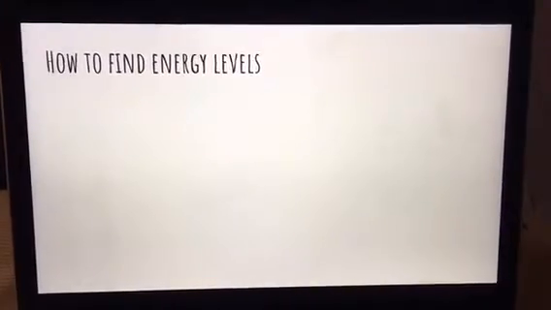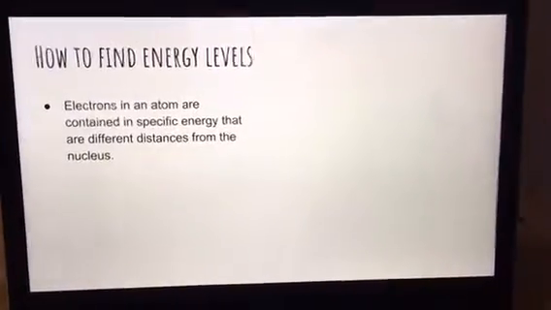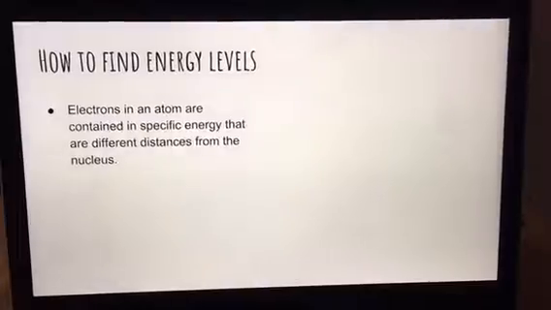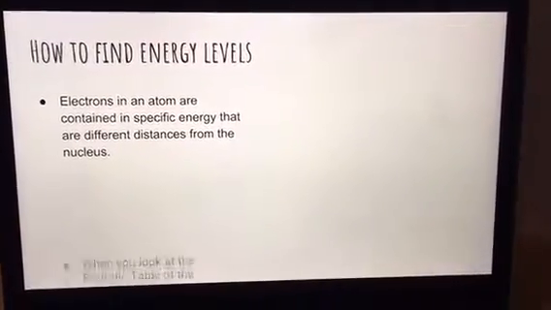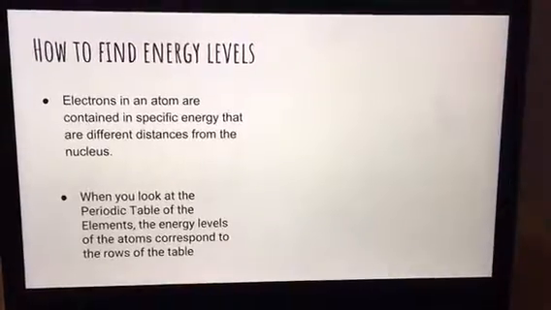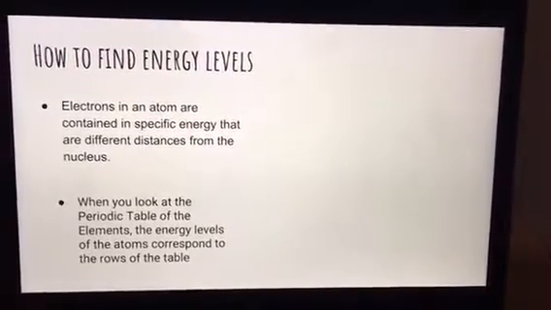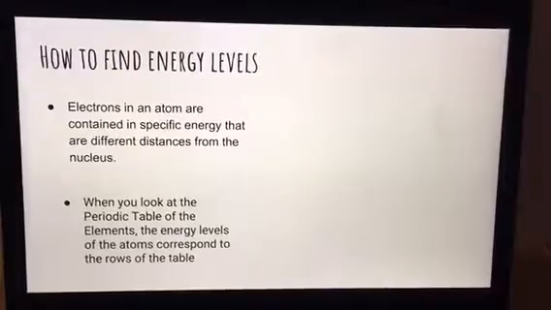How to find energy levels. Electrons in an atom are contained in specific energy levels that are different distances from the nucleus. When you look at the periodic table of the elements, the energy levels of the atom correspond to the rows of the table.